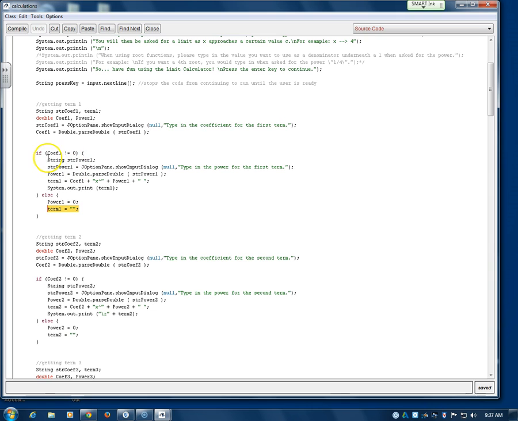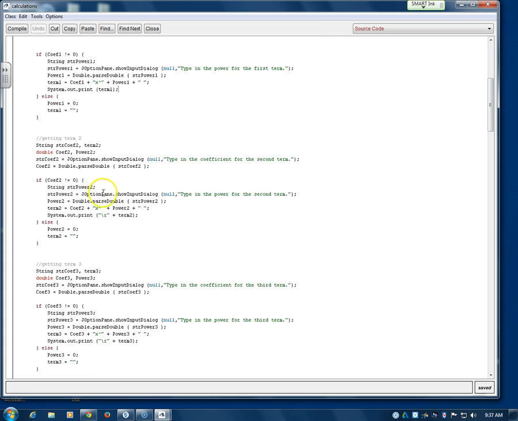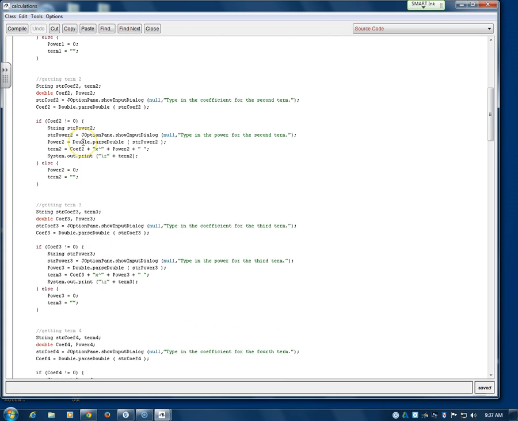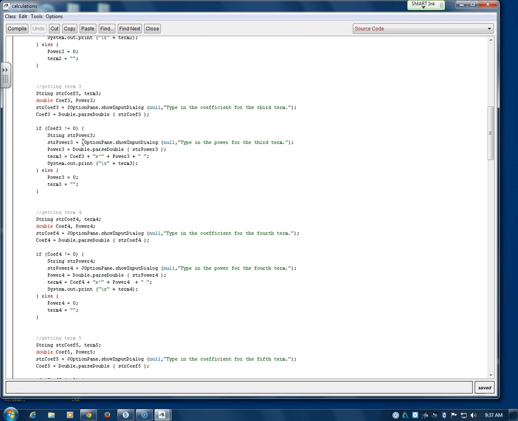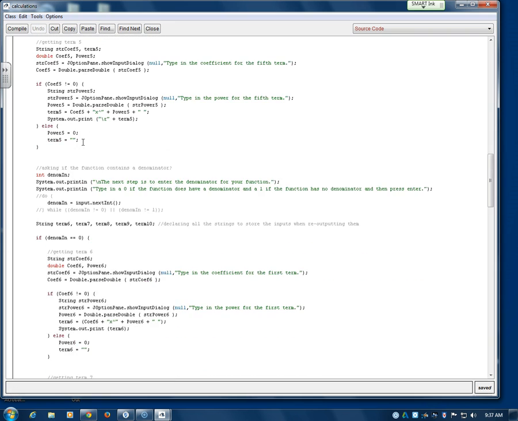If it does equal a number that's not 0, then it asks for the power and does the same thing: asks for the power, saves it as a string, then converts it to an integer, and then it outputs the term with the coefficient of x and the power, and then it prints it. And it does that same thing for all 5 terms: term 2, 3, 4, and 5.